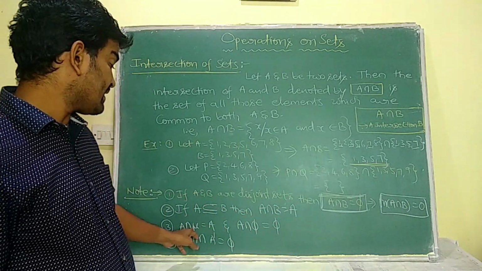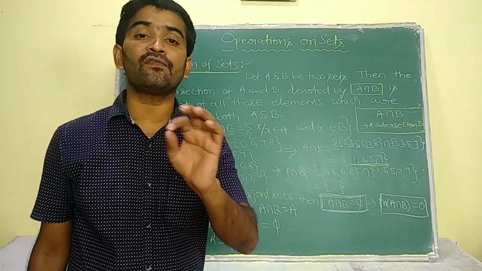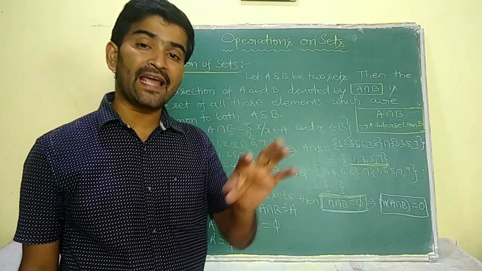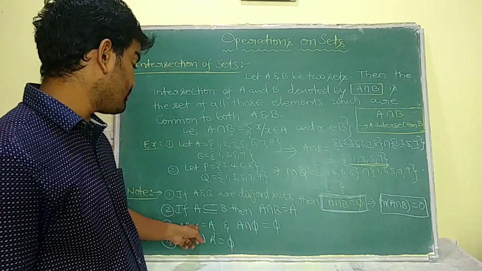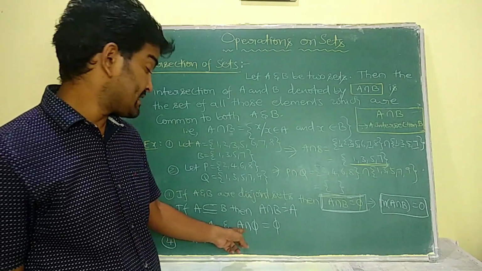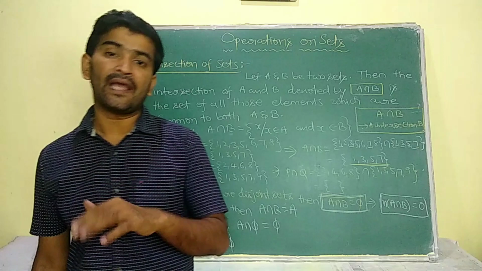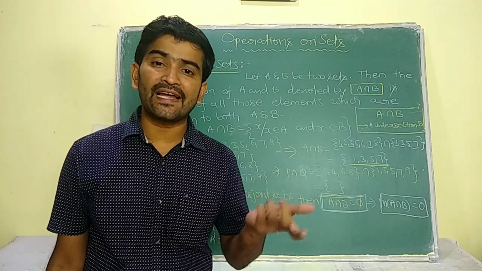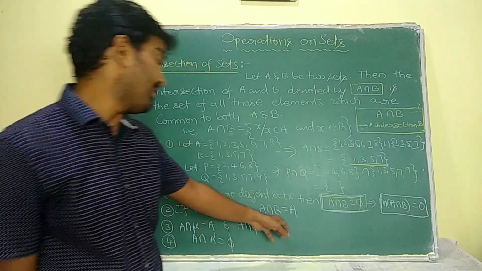Now A intersection mu. A intersection mu means A is a part of mu. So if I take out the common elements for A and mu, I will definitely get A. So A intersection mu is A. Next, A intersection phi. A means it is having something. Phi means nothing is there. Is there any common element for A and phi? No common element. So A intersection phi is phi.